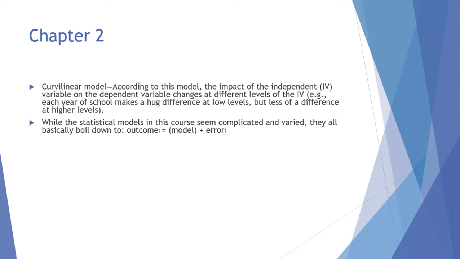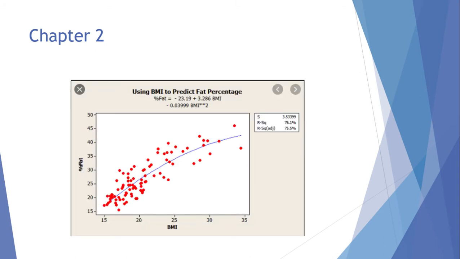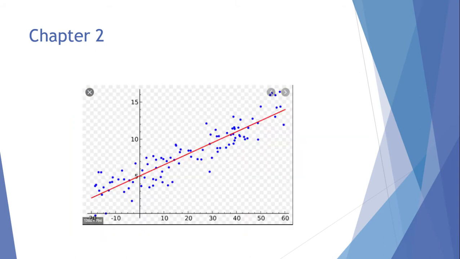But since all those dots on that graph are not going to fall on that line perfectly, there's going to be what's called some error. And we can think of error as the difference between what the model predicts, where you're going to end up, and what the truth is, what your actual level is.